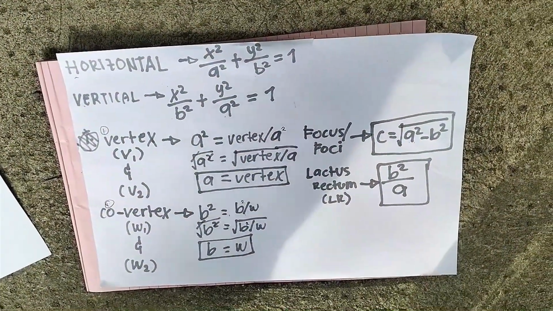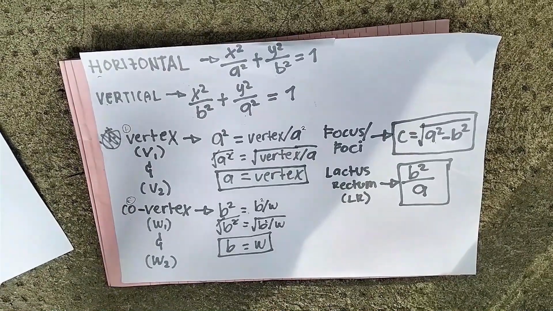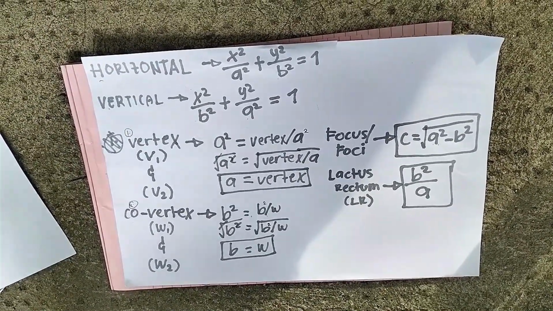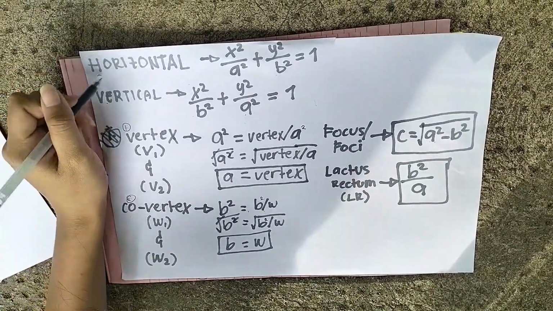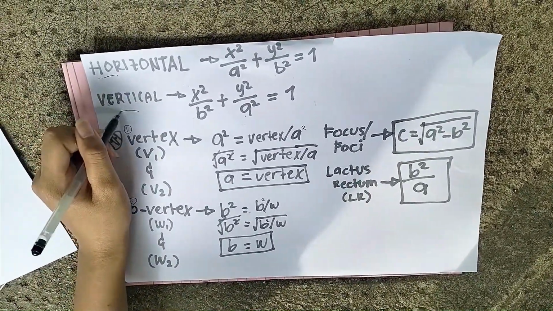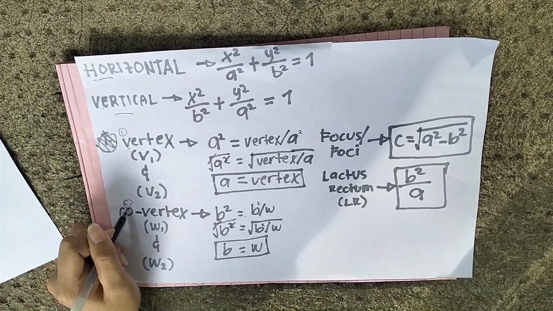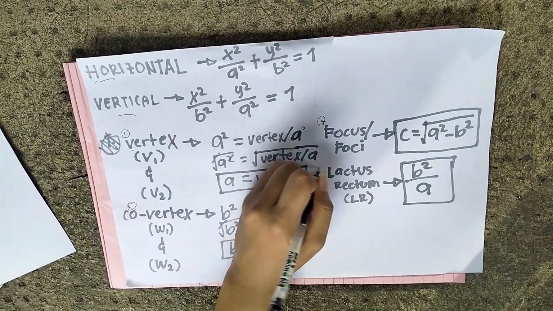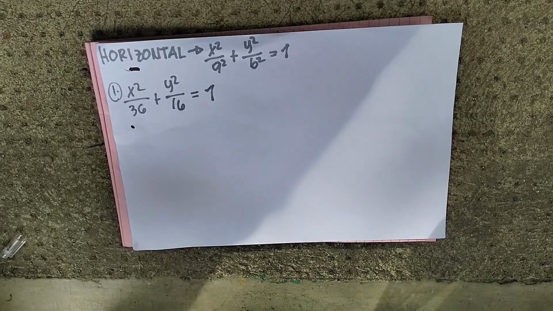So once again, the very first step when going to solve for the ellipse with the center at the origin is first you have to determine what formula you're going to use, whether horizontal or vertical. Next is solving for the vertex, followed by the co-vertex, and the third for the focus or the foci, and lastly, your latus rectum. So now let's get to the example.